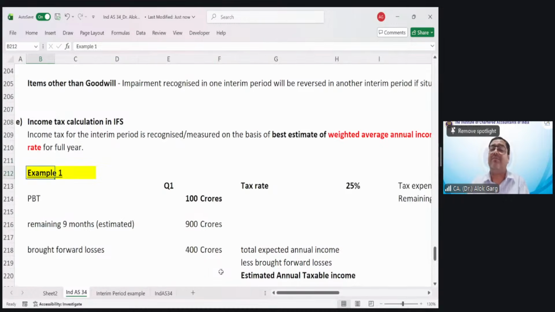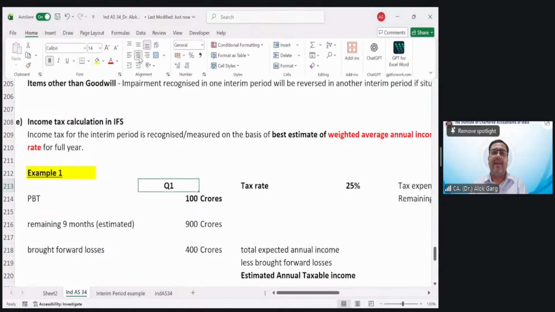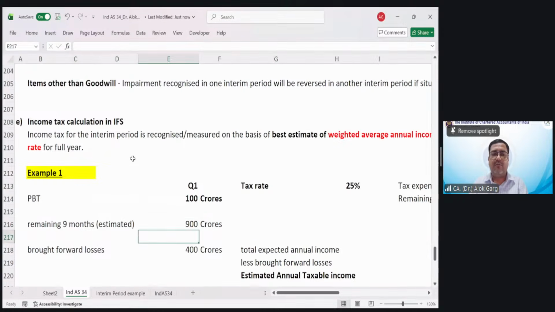Example number 1 from Mr. Alok Garg. Example number 2 from the ICAI BOS material. Friends, assuming in quarter 1 the profit before tax, PBT, was 100 crore. And my dear friends, the brought forward loss in quarter 1 was 400 crores, and the 9-month estimated profit is 900 crores.